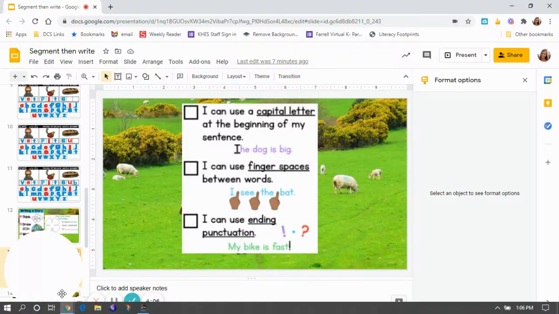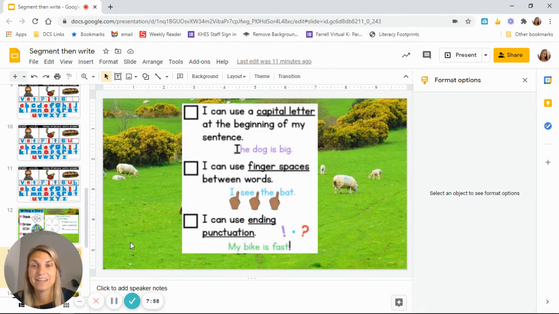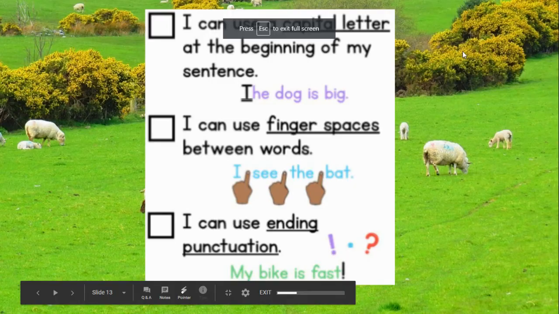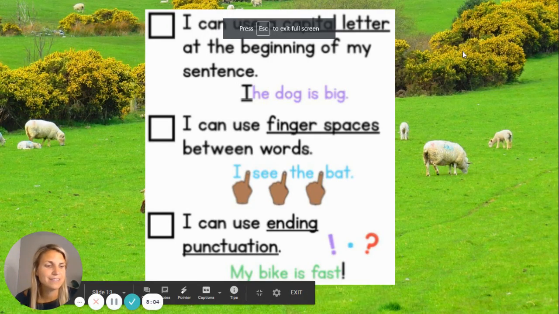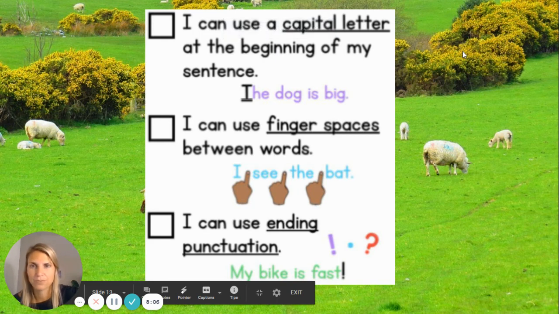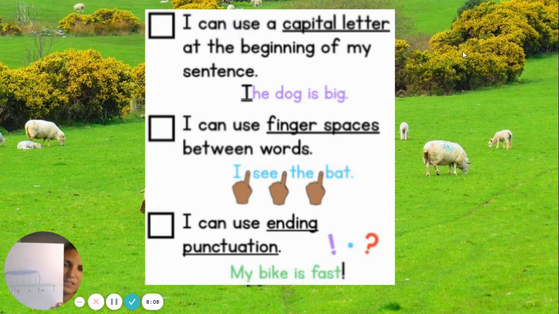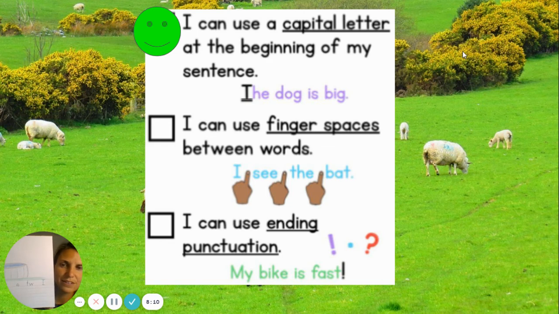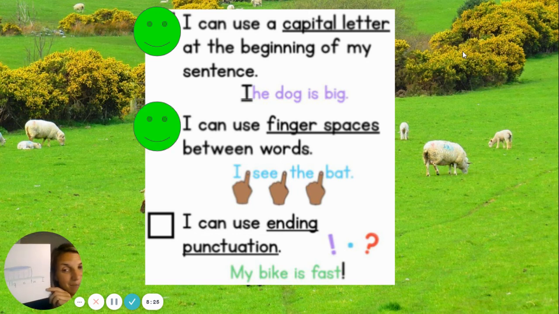Now let's go back and check to see if we were able to get all of our checklist items. So we said, I can use a capital letter. So did we use a capital letter in our writing? Let's take a peek. I'm going to hold the writing up right here so we can compare. Did we start with a capital letter? We did. We got our first star. Our smiley face, I should say. All right, did we use 2-finger space in between the words? Not this one because that's one word, but in between our words. Yes, we got our second smiley face.